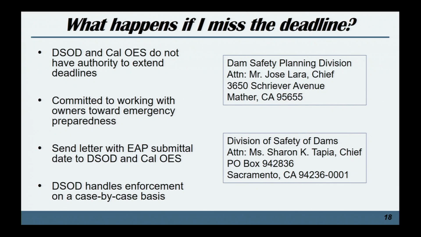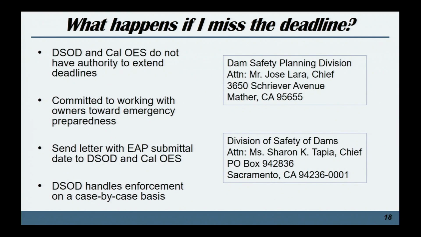What happens if I miss the deadline? This is probably the most common question that we've been getting lately because the deadline just passed. And DSOD and Cal OES both don't have the authority to extend the deadlines. The deadlines are written in statute. But we're committed to working with owners toward emergency preparedness.